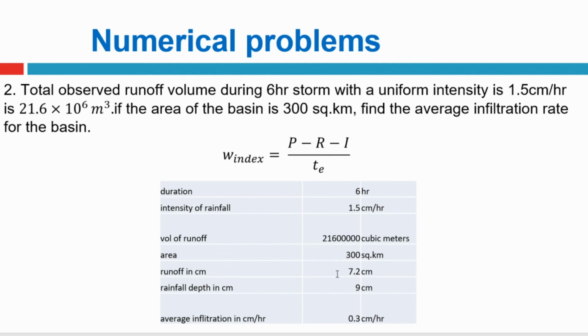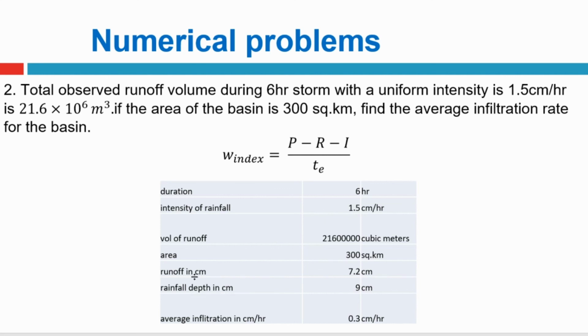Now let us determine the runoff depth. Because we have calculated the P value, let us calculate the R value. For determining R value, I need to go to runoff volume. Runoff volume is given as 21.6 into 10 raised to 6 cubic meters, divided by the area, 300 square kilometer. Convert this square kilometer into square meter by multiplying by 1000 squared. So volume divided by area will give you the runoff depth in meters. If you multiply by 100, you will get the runoff in centimeters.